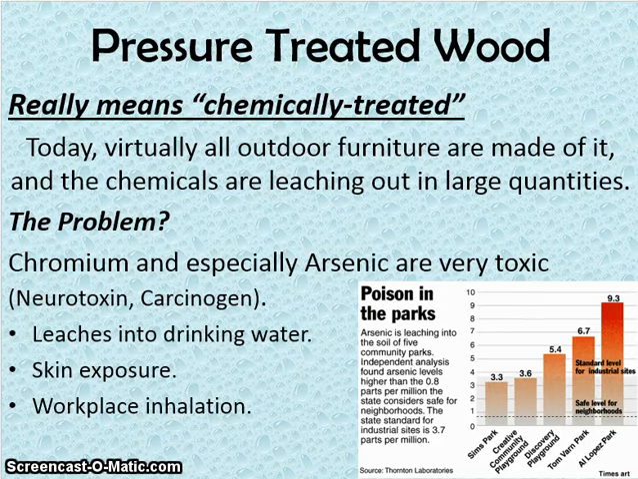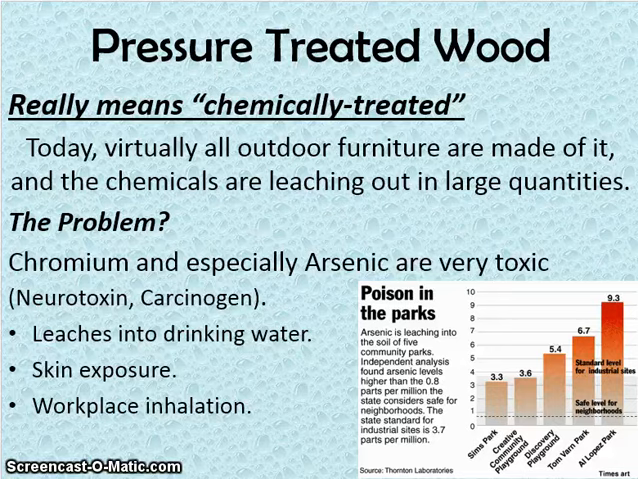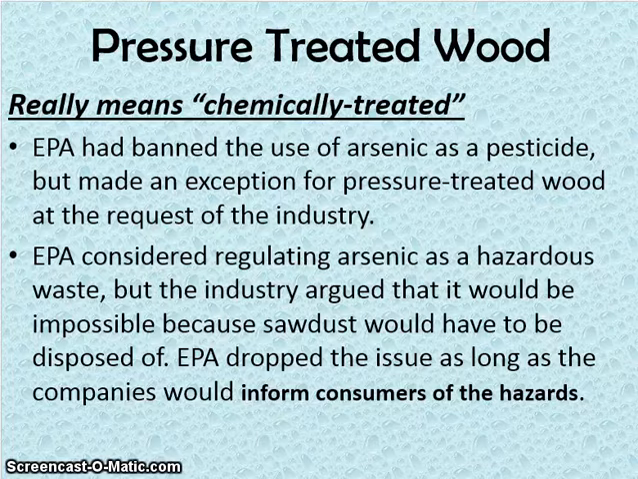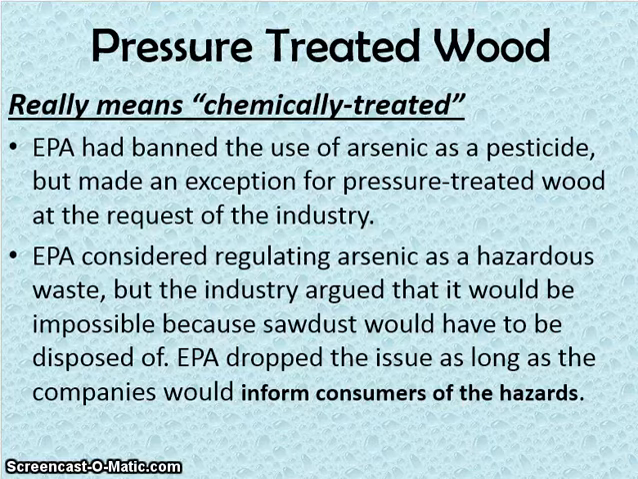Due to the prevalence of these materials in outdoor structures, it is likely that there are high levels in most areas that had these structures present. The U.S. Environmental Protection Agency did ban the use of arsenic as a pesticide because of its known toxicity, but there was an exception made for pressure-treated wood products. The wood industry claimed that they could not make their products without arsenic.